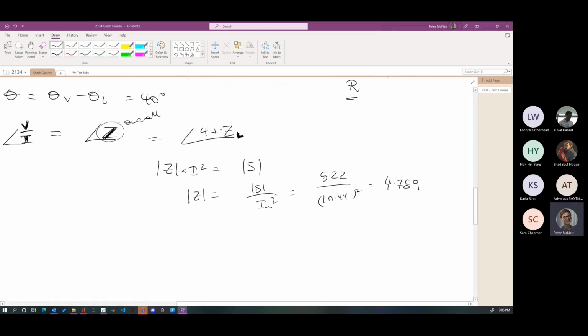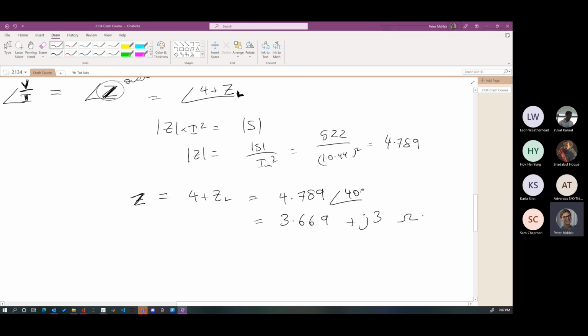So then we've got that 4 plus ZL. Z is equal to this, which is equal to 4.789 angle 40 degrees. Then this is equal to 3.669 plus j3 ohms.